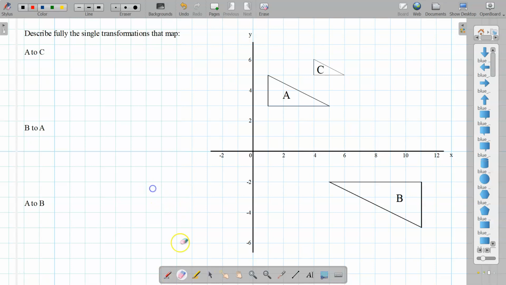Okay, welcome to this video on transformations. In this one we're looking particularly at enlargements that are negative and/or fractional.